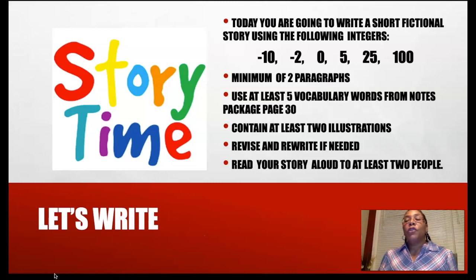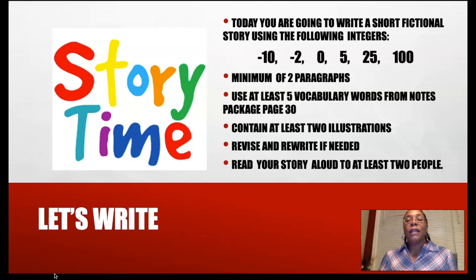You're going to write a short fictional story using the following integers, and I just randomly selected some integers: -10, -2, 0, 5, 25, and 100. You want to write a minimum of 2 paragraphs. So if you want to write more, be my guest. Make it as elaborate and extravagant as you possibly can.